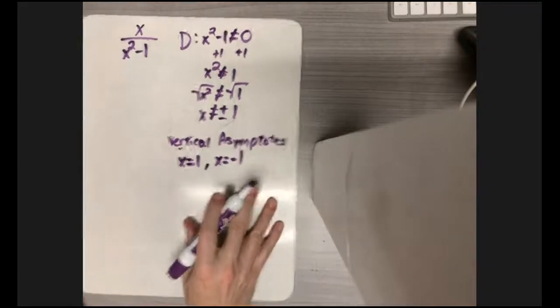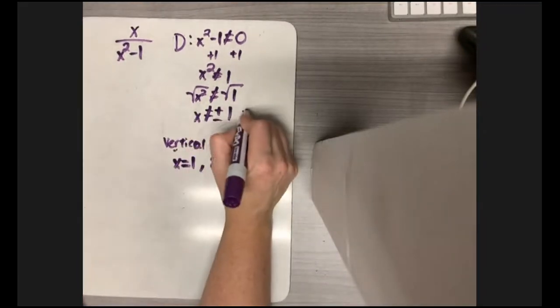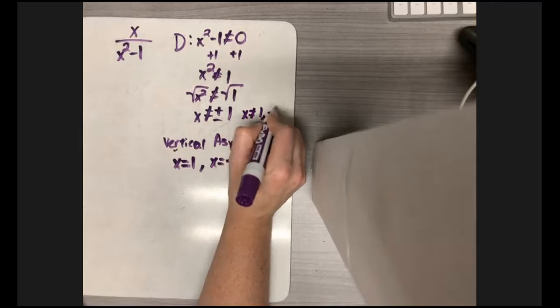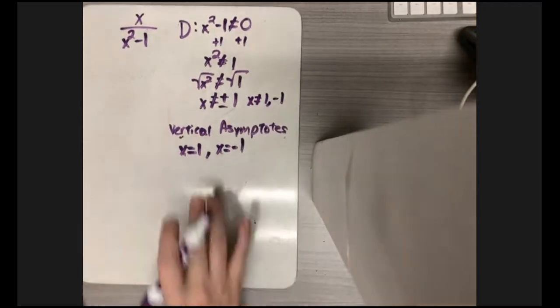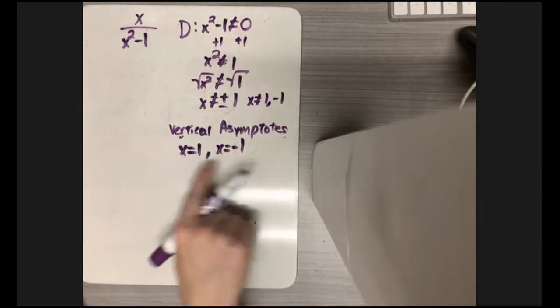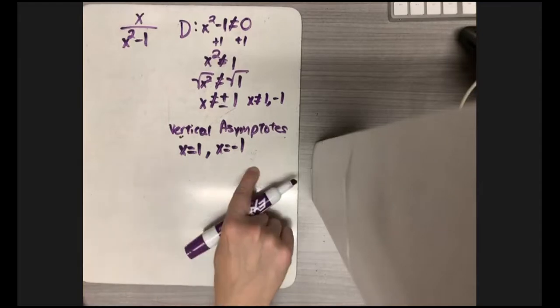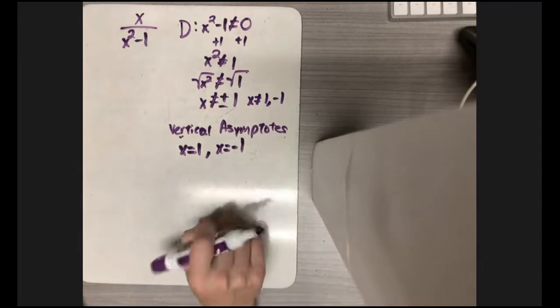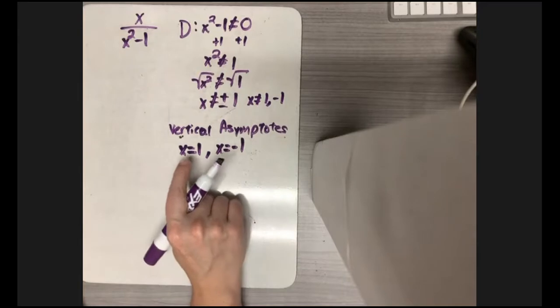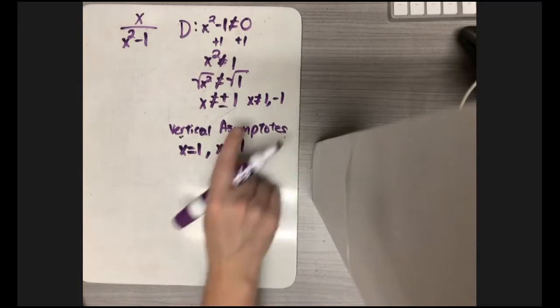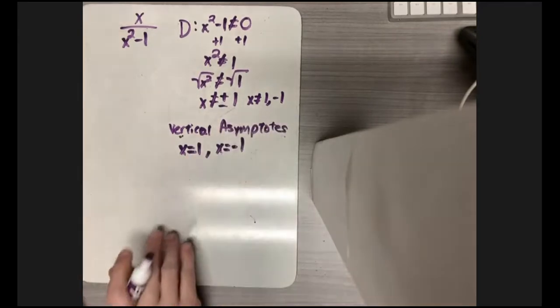Whereas with the domain, we talked about how they could sometimes do this, or we could put 1 comma negative 1. In vertical asymptotes, we're actually going to separate them out. We're not allowed to line them up in order. They need to be separated because these are two different locations. And they do not have the slash through the equal sign like this one did up here.